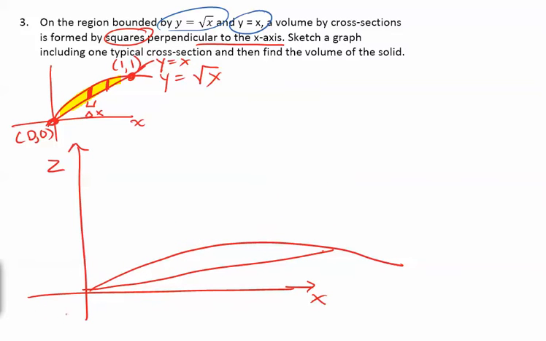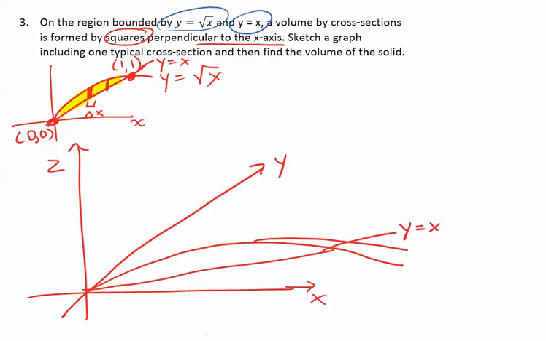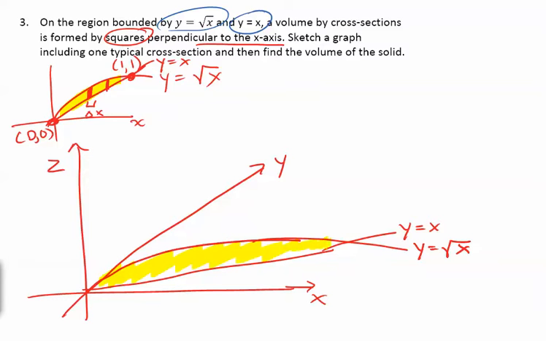Let me maybe get this y-axis out of the way here a little bit. So here's our line y equals x. Here's our square root graph going this way. y equals square root of x. So right in between, here's the base of our solid.